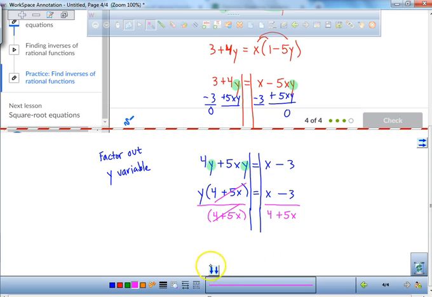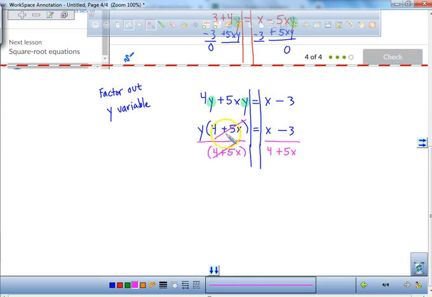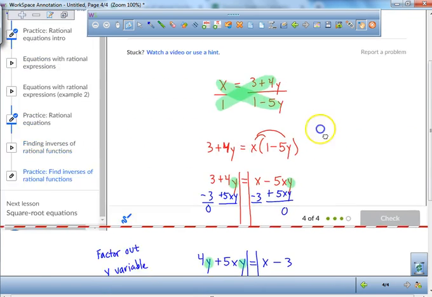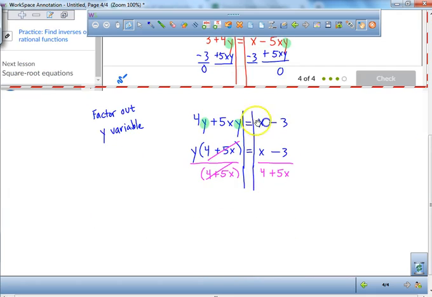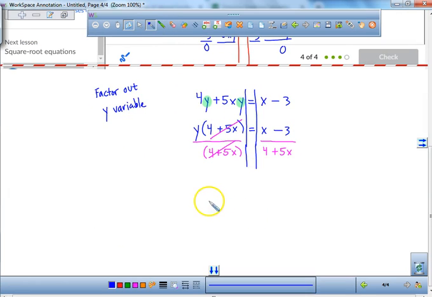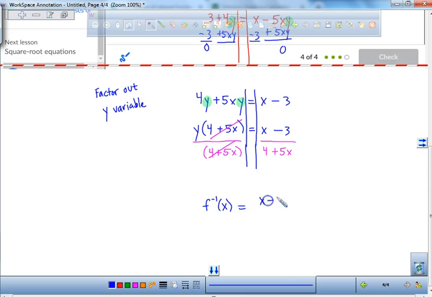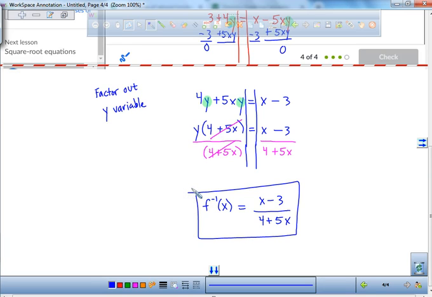All right? Slash things out, cancel, right? Those divide into a 1. So here's my final answer. I could say y equals, but I am going to write it as an inverse, so I'm going to rewrite it as the inverse of f of x equals x minus 3 over 4 plus 5x.